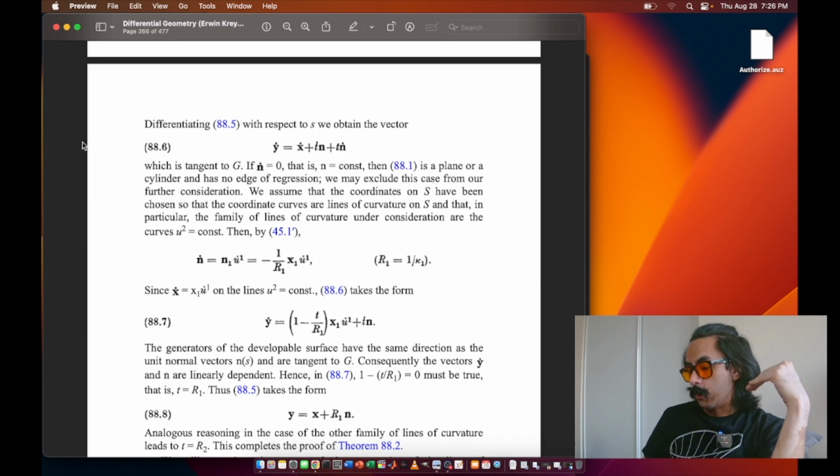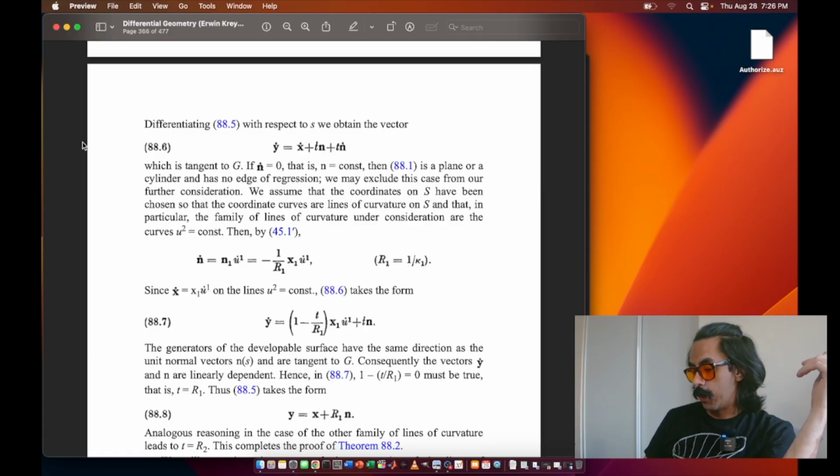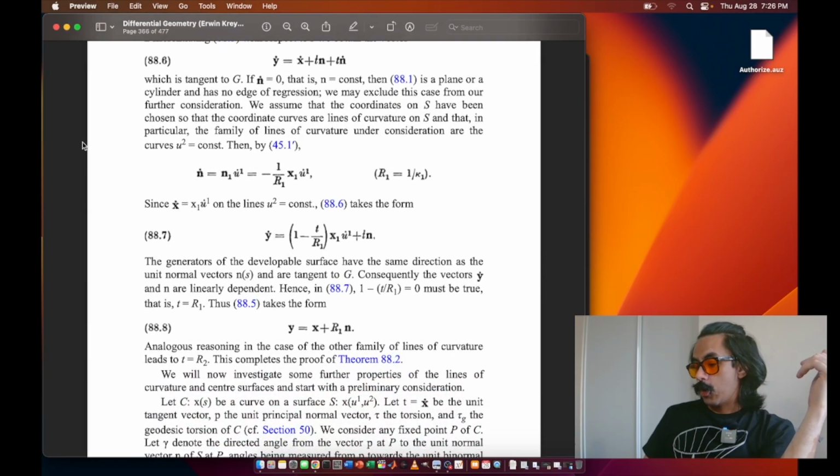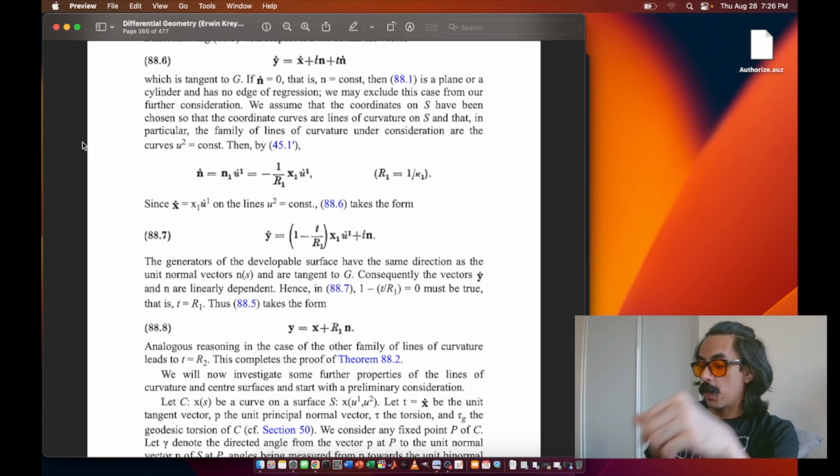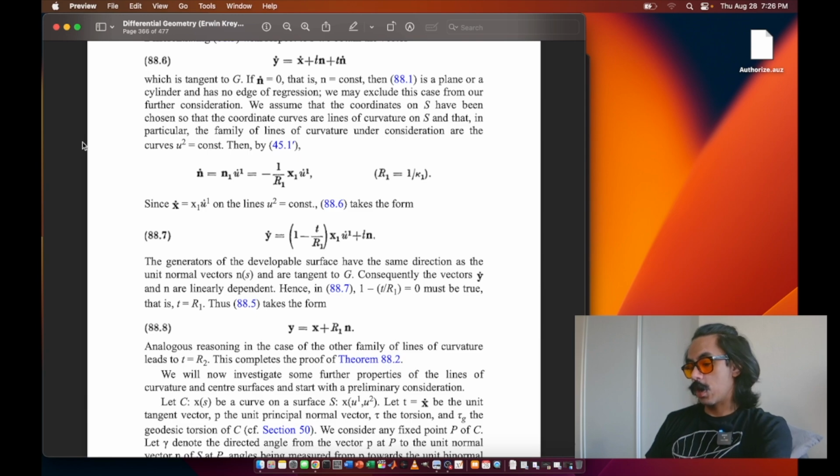If n dot is equal to 0, that is, n is a constant, then the ruled surface representation 88.1 is a plane or a cylinder and has no edge of regression. We may exclude this case from our further consideration. We assume that the coordinates on capital S have been chosen so that the coordinate curves are lines of curvature on capital S, and that, in particular, the lines of curvature under consideration are the curves where u2 is constant.